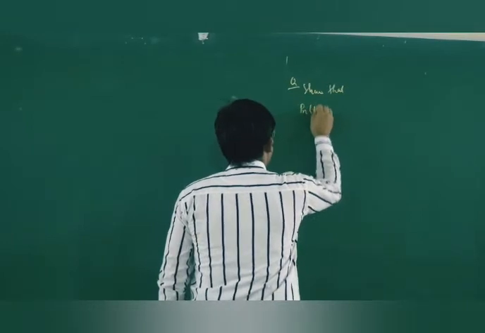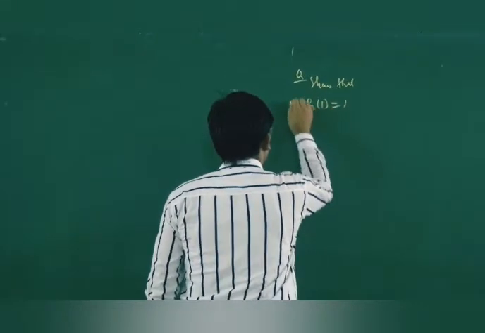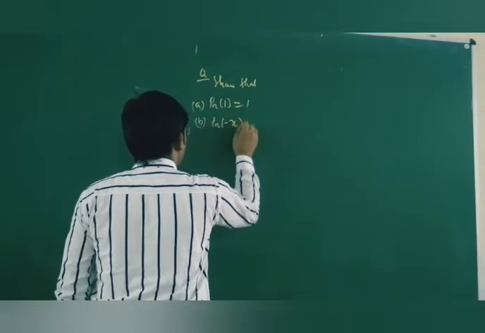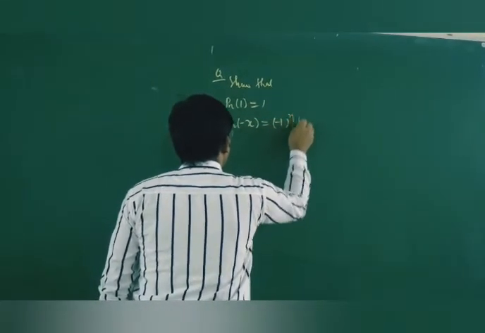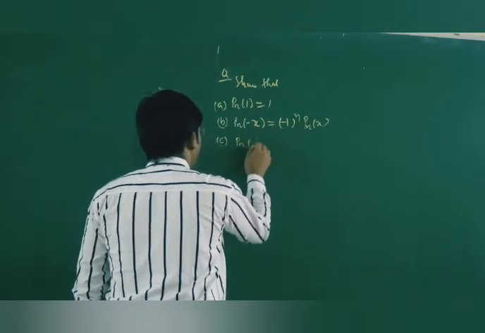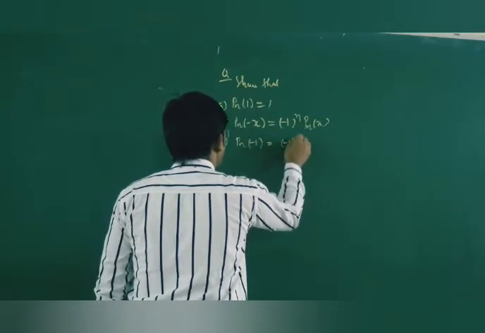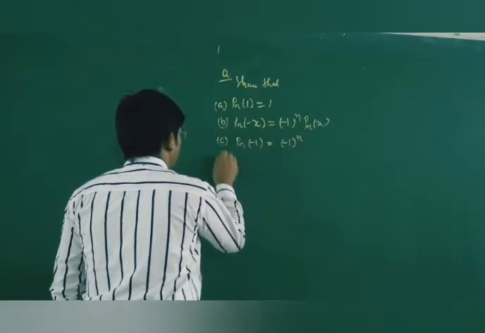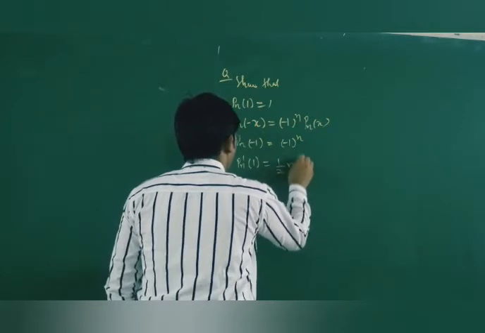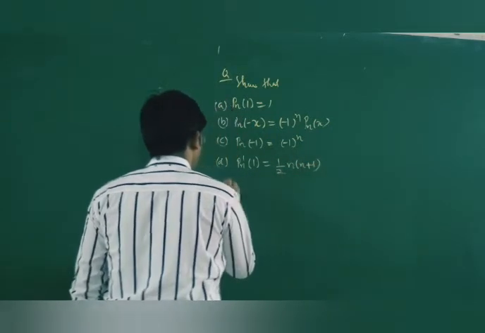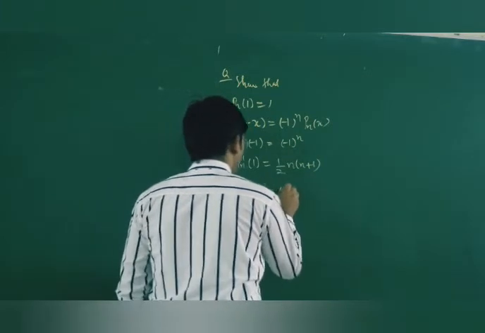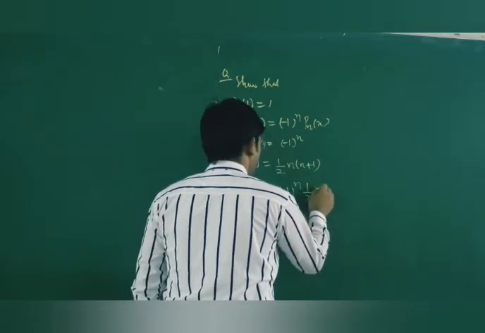Show that Pn(1) equals 1, Pn(-x) equals (-1)^n times Pn(x), and with the help of this, Pn(-1) equals (-1)^n. Then Pn'(1) equals 1/2 n(n+1), and Pn'(-1) equals (-1)^n times 1/2 n(n+1).